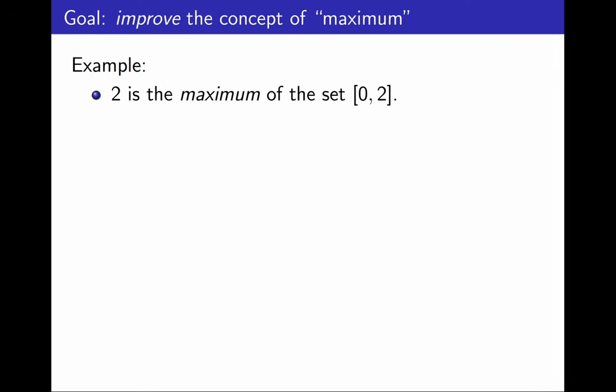Let me explain why with an example. The closed interval from 0 to 2, including both endpoints, is a set, and it has a maximum, the number 2. 2 is the largest element in the set. However, if I instead look at the open interval from 0 to 2, not including the endpoints, what is the number 2? It is not the maximum, it's not the largest element in the set because it is not in the set. But it behaves a bit like a maximum, kind of.